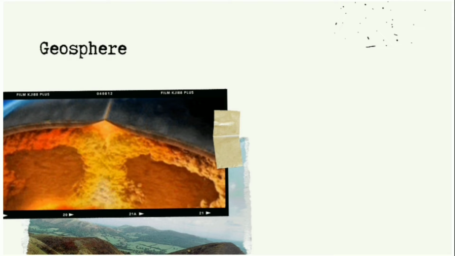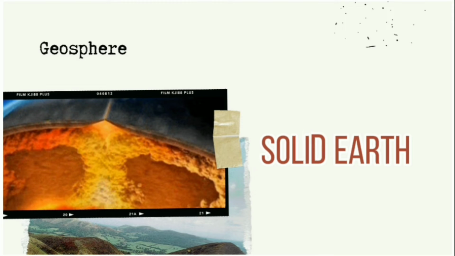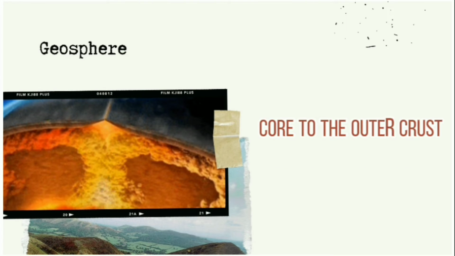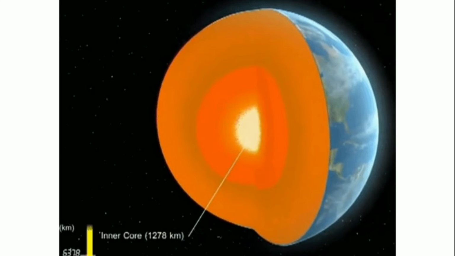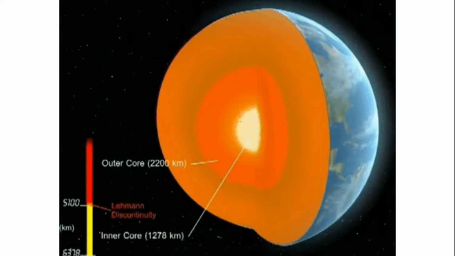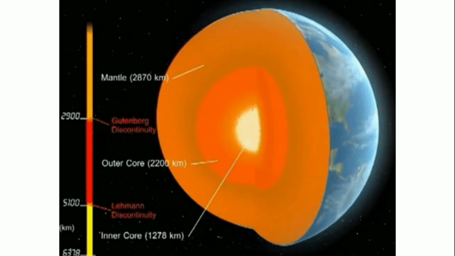Geosphere, or the solid Earth, consisting of the entire planet from the center of the core up to the outer crust. It includes the core, mantle, and the crust of the Earth.